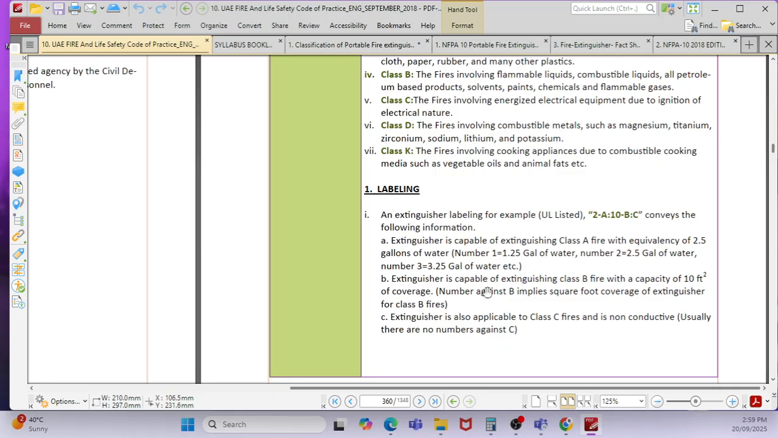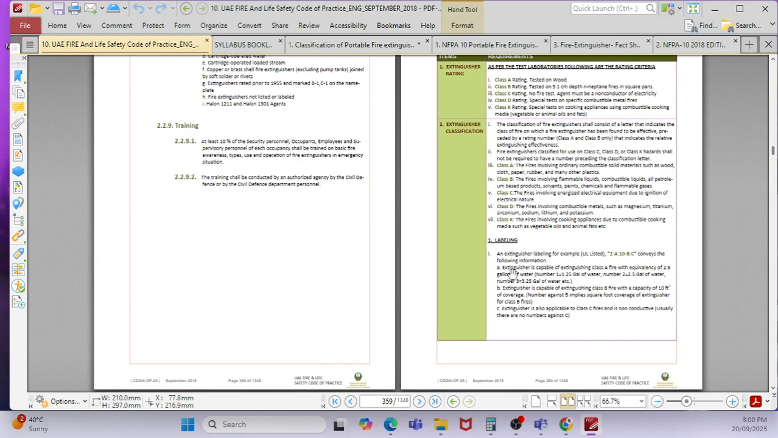The extinguisher is capable of extinguishing class B fire with a coverage of 10 square feet. The number with B implies the square foot coverage of the extinguisher for class B. The extinguisher is also applicable to class C fire and is non-conductive. Usually there are no numbers against class C. So 2A is how much water equivalency, 10 is how much square feet, and it is suitable for class B and also for class C.